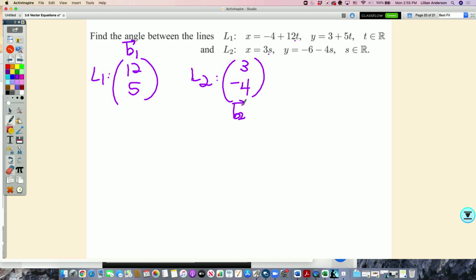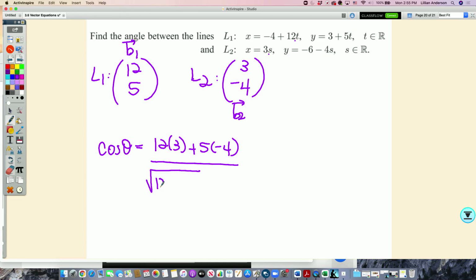And then you do the math. The numerator says you have to do the dot product of B1 and B2. Dot product means I would need to do what? 12 times 3 plus 5 times -4. The denominator of the formula says I need to do the magnitude of both vectors. Remember, magnitude is the components squared and added together, then square rooted.